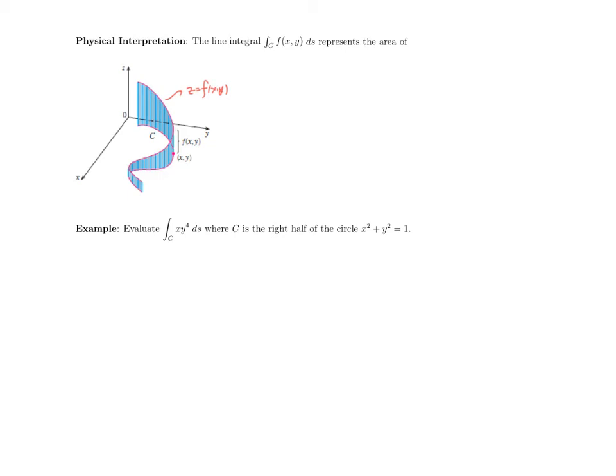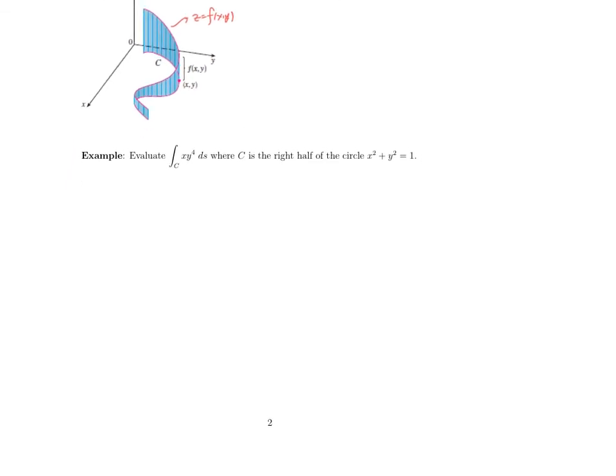Now that we have a formula for calculating a line integral, let's jump into a nice concrete example. Let's evaluate the line integral over the curve C, which is made up of the right half of a circle of radius 1 centered at the origin, of the function x y to the fourth. And in order to set this up, our starting point is always going to be a parametric description of the curve. So of course, if it's possible, we should always draw a picture. And in this case, our curve is made up of the right half of a circle of radius 1 centered at the origin.